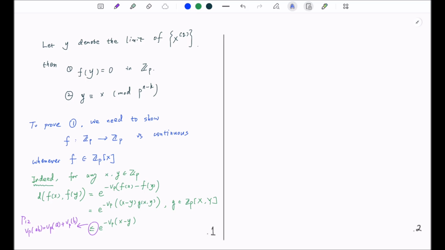And g of x, y for x and y in Zp is an element in Zp, so it has a non-negative p-adic valuation. So this must be less than or equal to this, by taking a equal to x minus y and b equal to g of x comma y. But the last term is d of x comma y. And this shows that polynomial f is Lipschitz and therefore continuous.